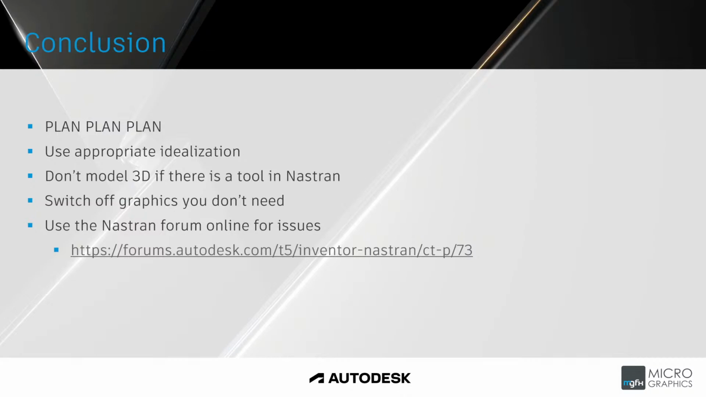Okay, so just in conclusion: plan. Really, please do this. It's not nice having to make modifications to a model and then everything explodes when you go back to your Nastran environment. Use the appropriate idealization. If you use the correct idealization, you'll get better results, and the analysis will run much quicker. Don't model in 3D if there is a tool in Nastran for it, things like springs, bolts, rigid connectors, concentrated mass. Switch off graphics you don't need. Go from your 3D graphics to your 2D graphics, and use your Nastran forum online for any issues that you do have.